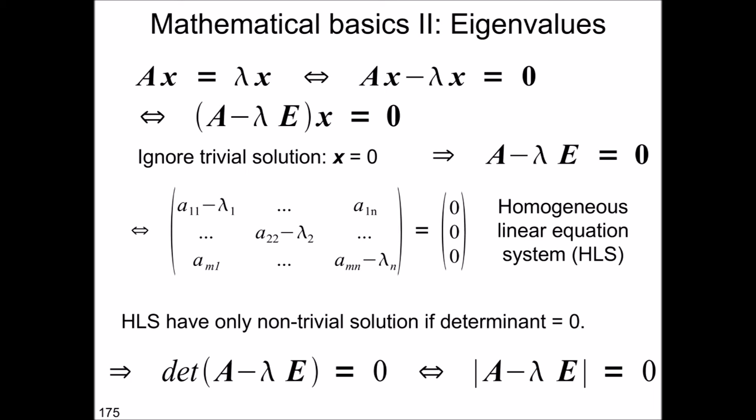In this non-trivial case, the determinant is zero. Since we search for the case where not all x are zero, not all elements of the eigenvectors are zero, we look for the case where the determinant is zero, hence the matrix is singular. This is shown in the last equation of this slide.